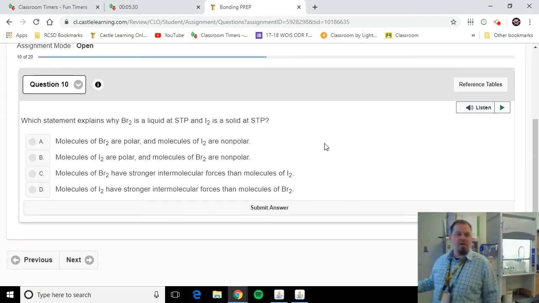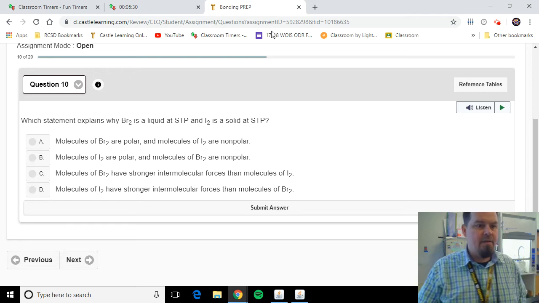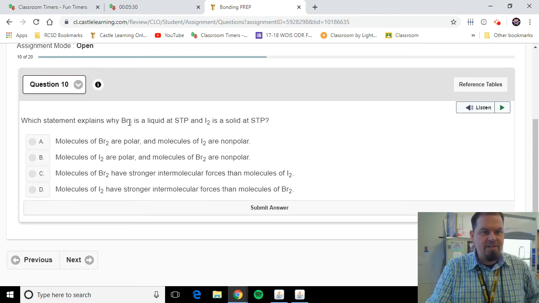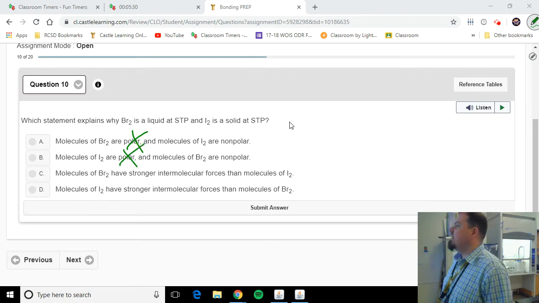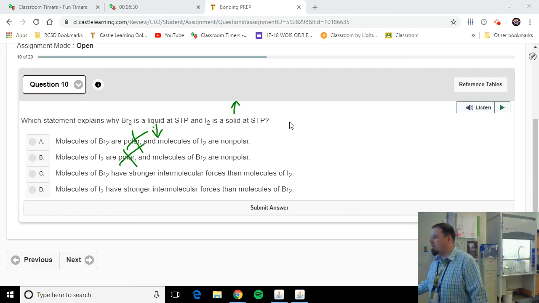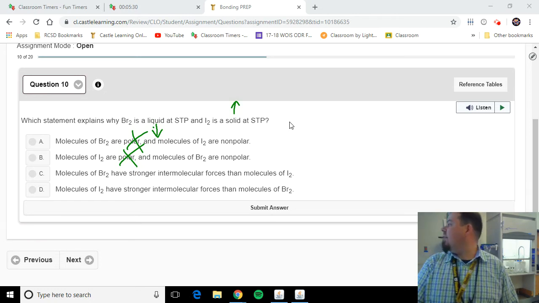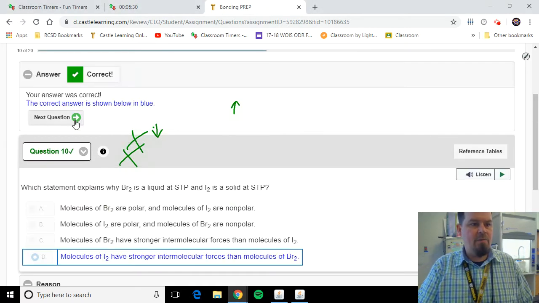Which statement explains why Br2 is a liquid? This is an intermolecular forces question. Liquid is going to have weaker intermolecular forces than a solid. So both of these things are nonpolar because they're diatomics. I know all diatomics are nonpolar. So let me get rid of this and let me get rid of this. And now we're talking about intermolecular forces. A liquid's intermolecular force has got to be lower than a solid. A solid has to have a higher intermolecular force. So molecules of I2 have a stronger intermolecular force. That's why it's a solid. Makes sense. And we're off to the races.